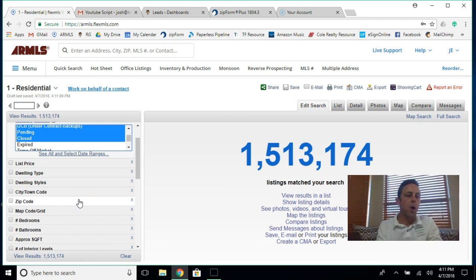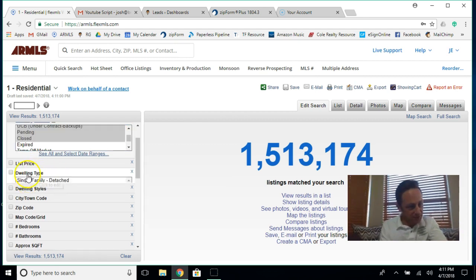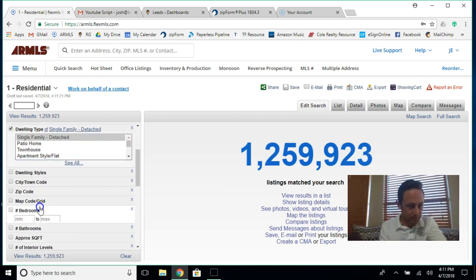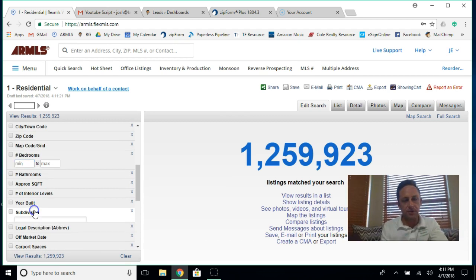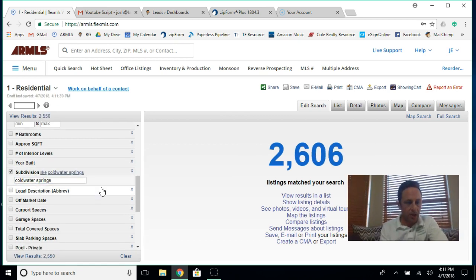Now the home in question that my clients are quote-unquote wanting to look at, and just to clarify, these are hypothetical clients. They're not real ones that I'm working with. Okay, single family detached. Now the home and subdivision we are looking at is in Coldwater Springs. Okay. And when you click off, it'll automatically highlight. Now, until we put in an off-market date, you're going to see it has a very, very high number.